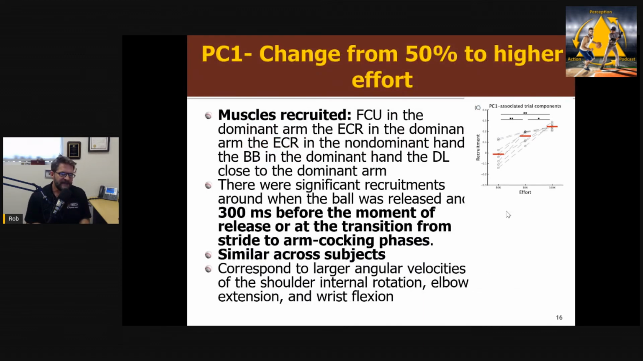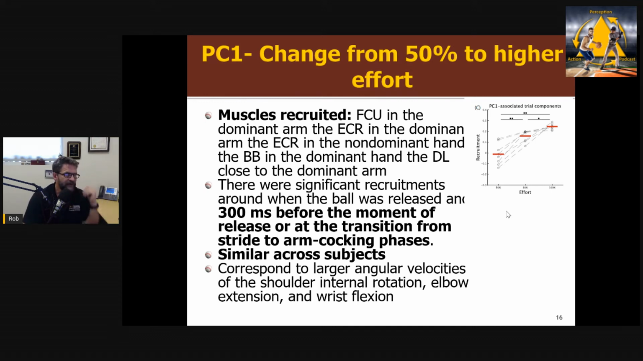The first principal component, as I said, explained the data as you change from 50 to higher. What they found was that this involved muscles in your arm, right? Including your bicep and your deltoid in the dominant arm that you're throwing with, okay? This seemed to mostly occur about 300 milliseconds before the release, which is kind of the transition from stride to cocking, and also right at the release point, right? So basically what's going on here is you're using more activity in your arm and your shoulder, your upper body, your hand, to create more shoulder rotation, more extension, right? To throw harder, right?